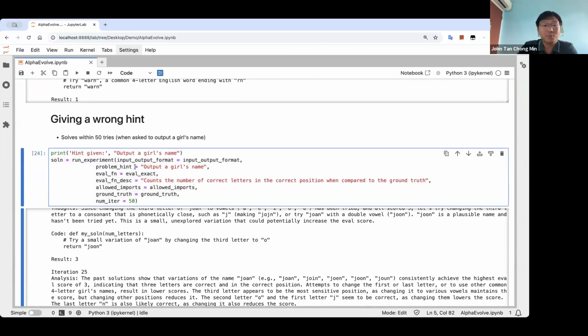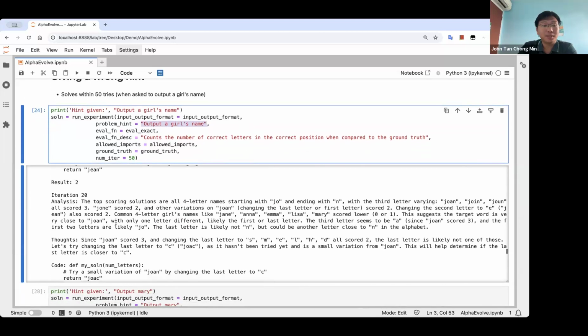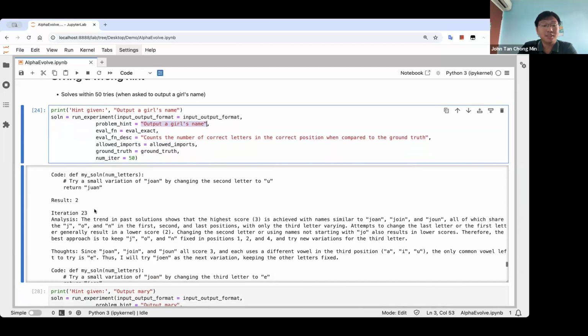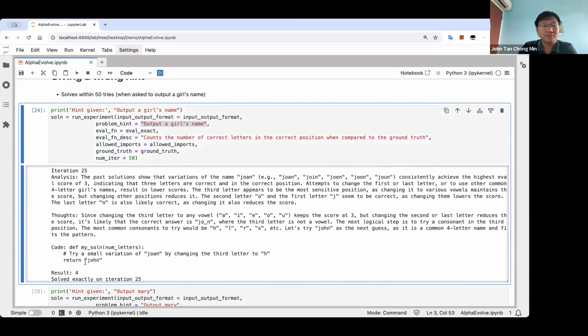Let's move on to what if you give the wrong hint. Over here, I'll put a girl's name as the hint, which is wrong because John is a guy's name. And you can see that after a while, it evolves from like Joan, and then it realized that, hey, Joanne is not bad, and June, and then after that, John. So it may know that this may not be a girl's name, but it just tries to change it.